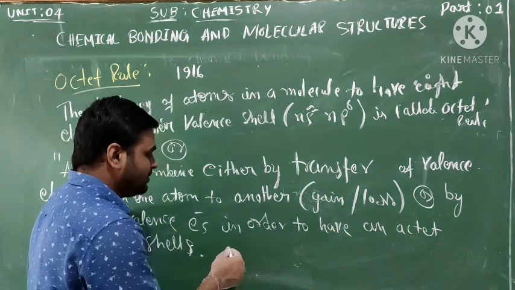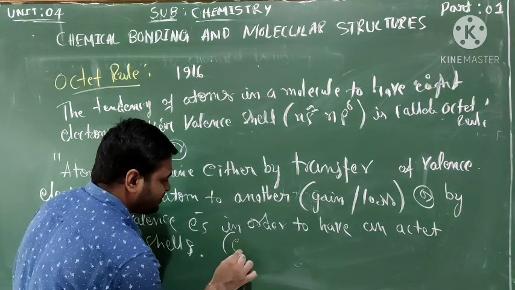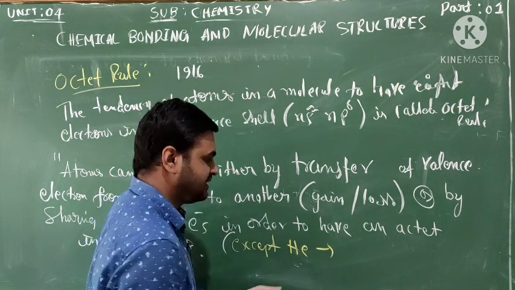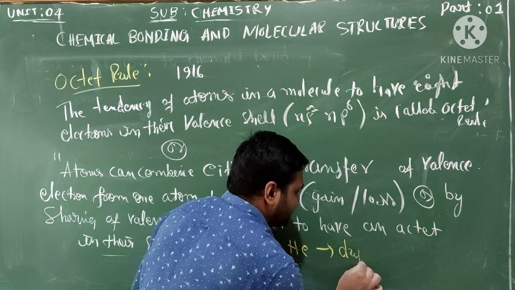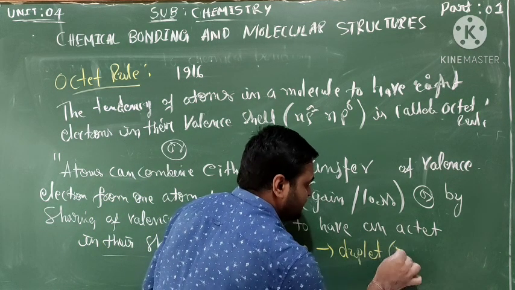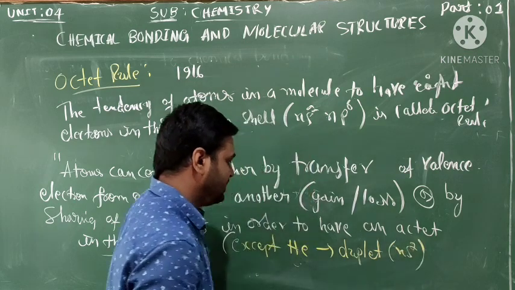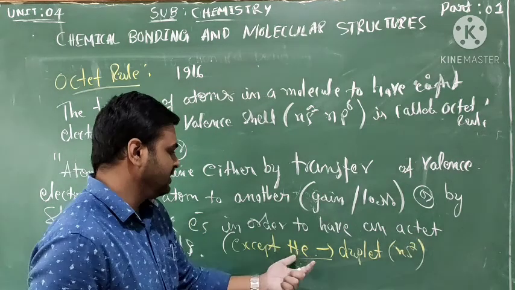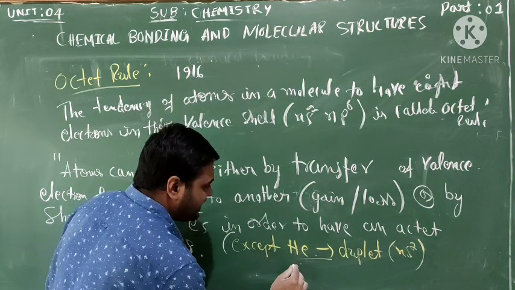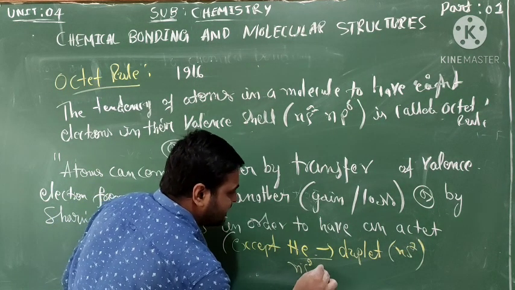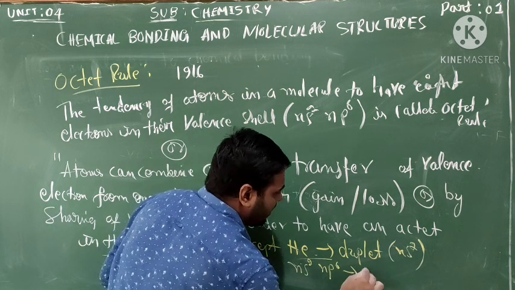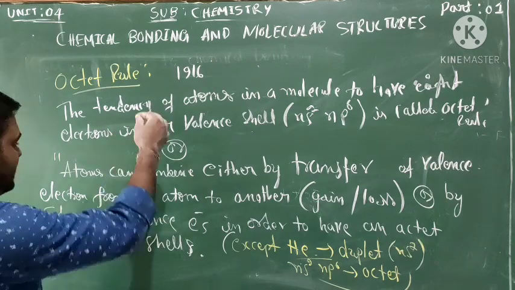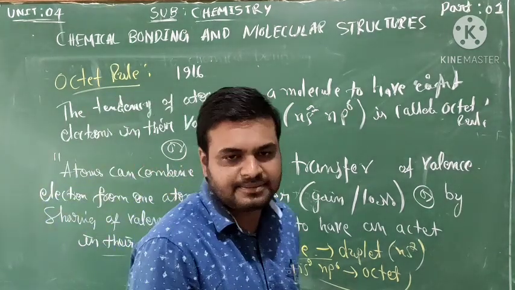Okay, except helium, which gives a duplet, ns2. I will explain after the limitations why it gives a duplet, and all the remaining elements give ns2 np6, the octet rule. Okay, this is about the octet rule. This is very important. Clear? Okay.